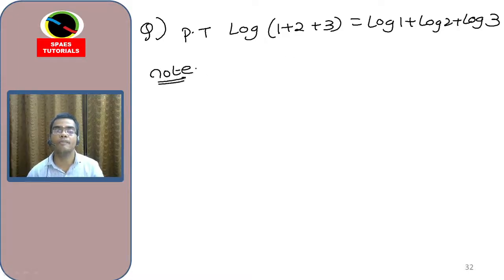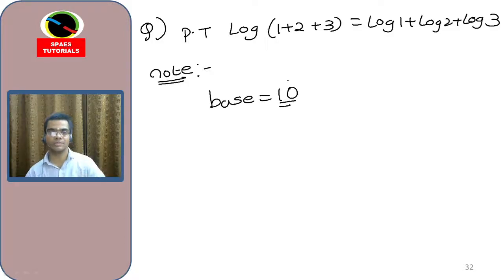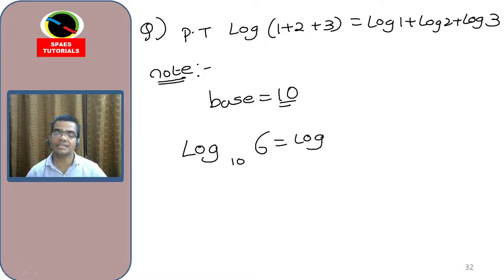If no base is given, you should consider the base to be 10, and these are called common logarithms. I think we have already discussed this common logarithms. Now let us see this. Log of 1 plus 2 plus 3 is nothing but log 6 base 10. This can be written as 1 into 2 into 3, so log of 1 into 2 into 3 base 10.